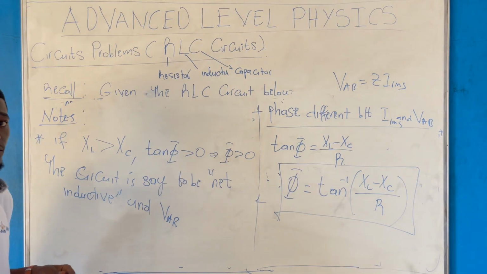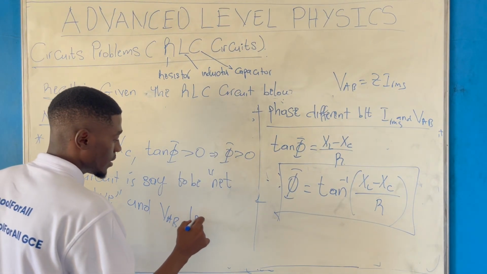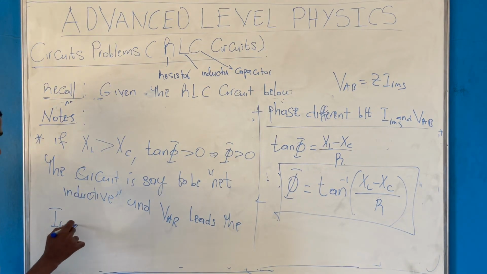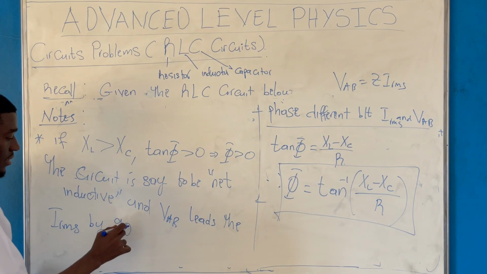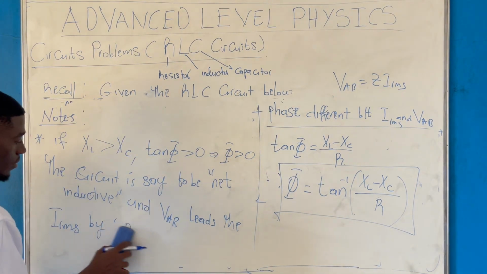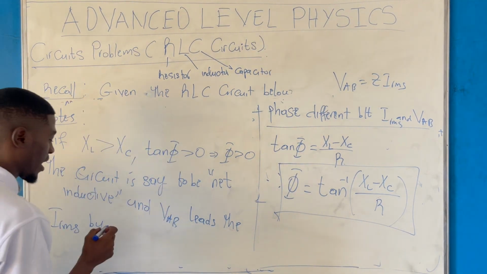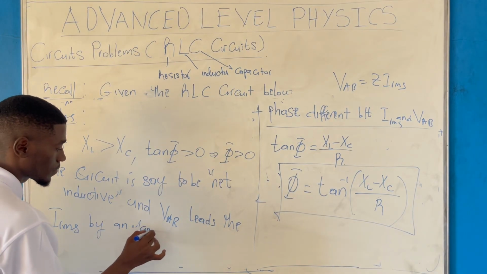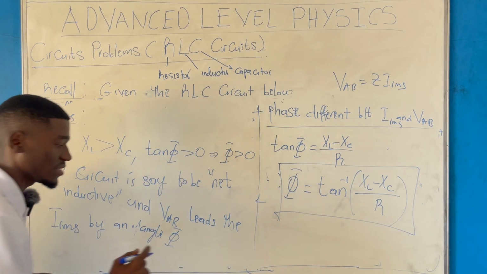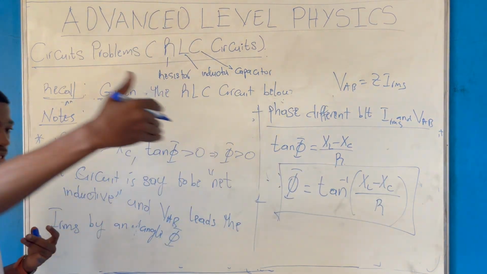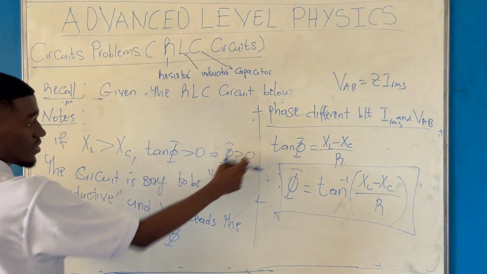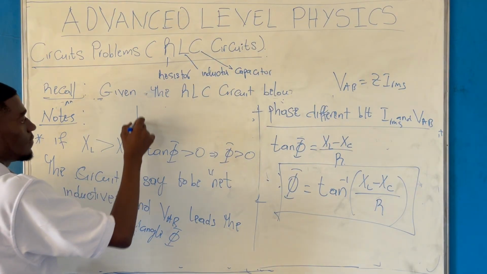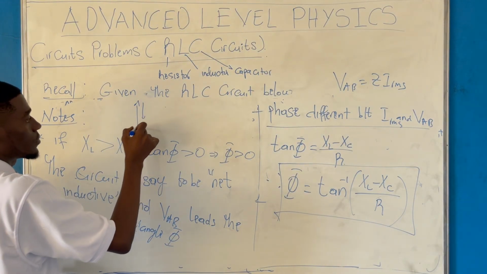VAB, the resultant which I call the branch AB, leads the current I RMS by an angle phi. We don't say 90 degrees because we don't know. Lead means that it is in front. So when phi is positive, it means that VAB is in front, exactly as in the diagram that we are having here. You see that VAB was in front.